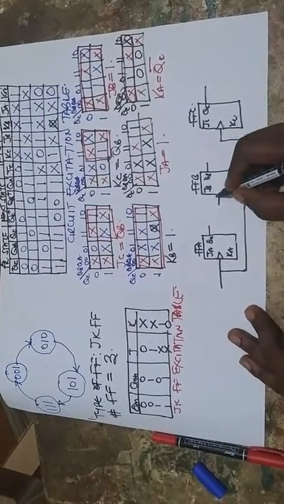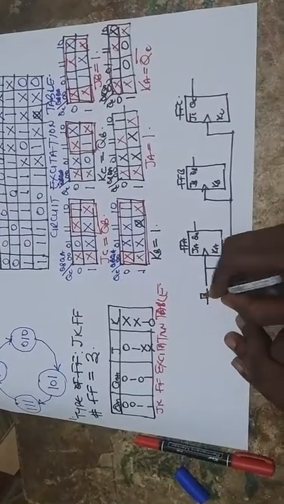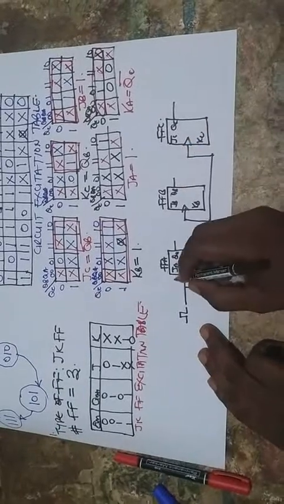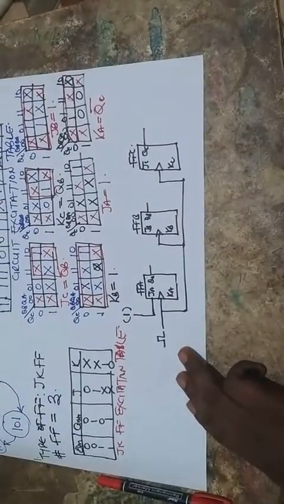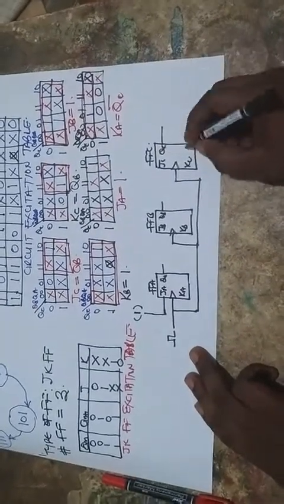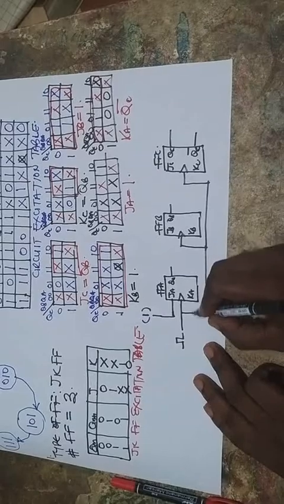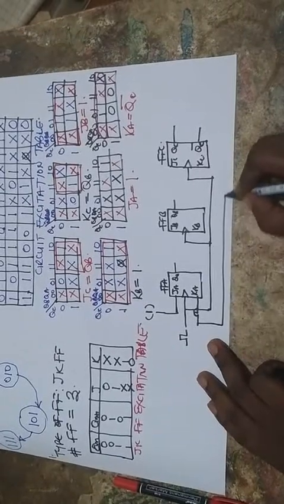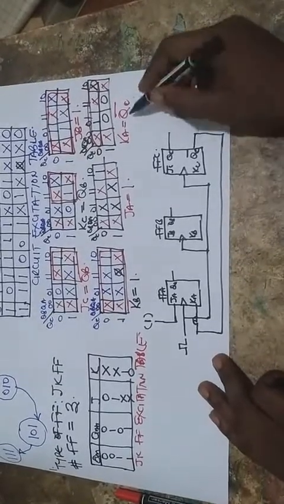Okay, very good. So this is my clock. Now JA is 1. Okay, so this is my JA. We are going to tie it permanently to 1. So we've done JA. What about KA? KA is QC bar. So if this is QC, this is QC bar. Okay, so this comes to KA. This is a simple design. So that is for the KA.